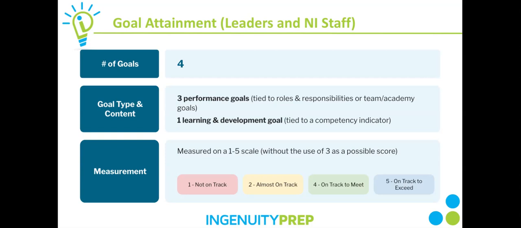Goals are scored using a 1 to 5 scale that does not include a 3. You may be asking yourself, why is there no rating of 3 on the goal evaluation scale? The goal rating scale was intentionally designed to create clearer differentiation between almost meeting versus meeting an individual goal by assigning a greater point value, 4 out of 5 points, for goals that are met versus almost met at 2 out of 5 points.